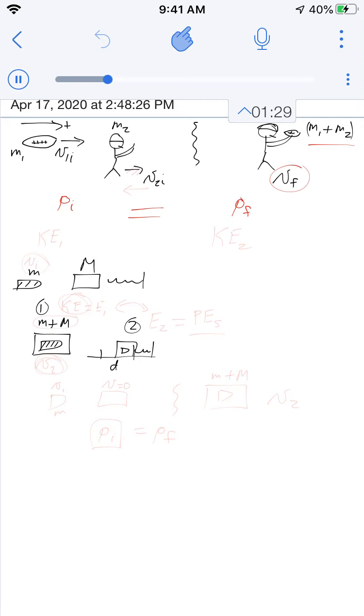Now there are two separate situations. In one case, the player and the ball are moving in the same direction, so you take that into account. It helps to draw a picture and have your plus sign. Here I chose positive to be the right.